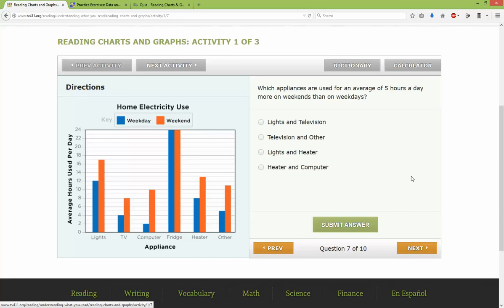I'm squinting and trying to look. Okay, I see it. Five hours more on the weekend than on weekdays. And what do we see? The lights and the heater. The light is used 12 hours on weekdays and 17 on the weekend, and the heater 8 and 13.